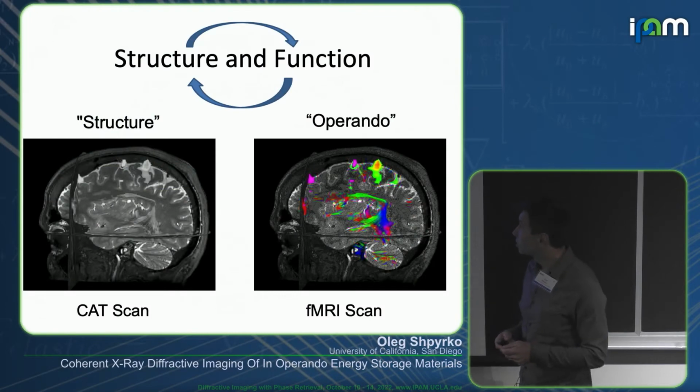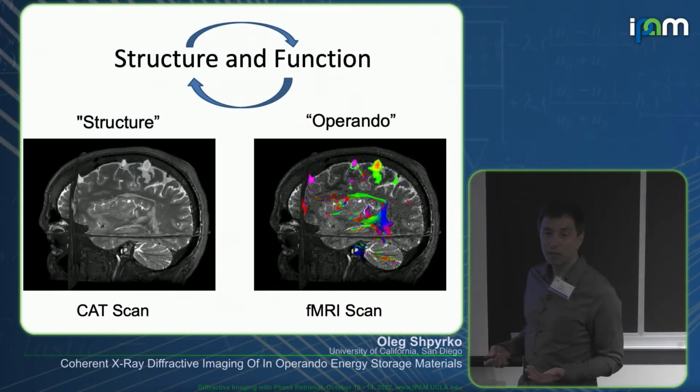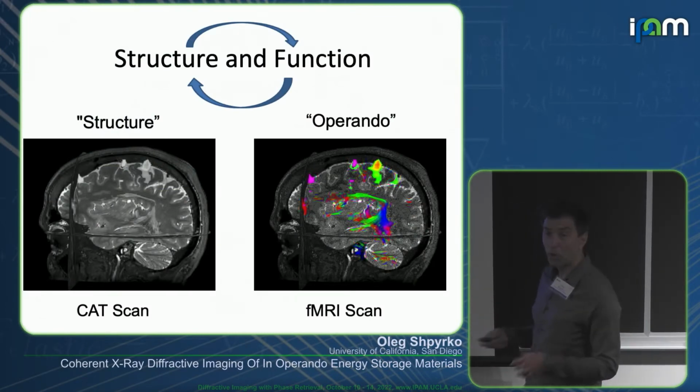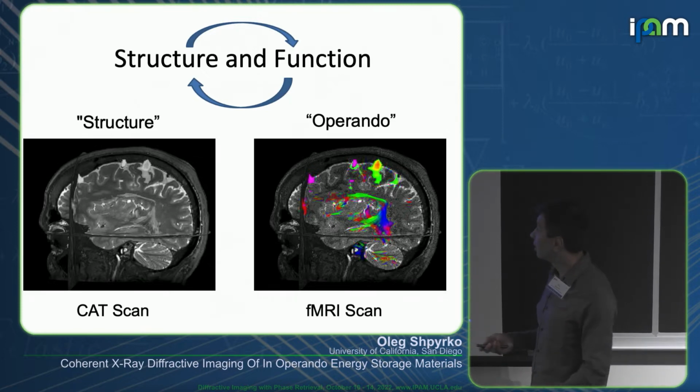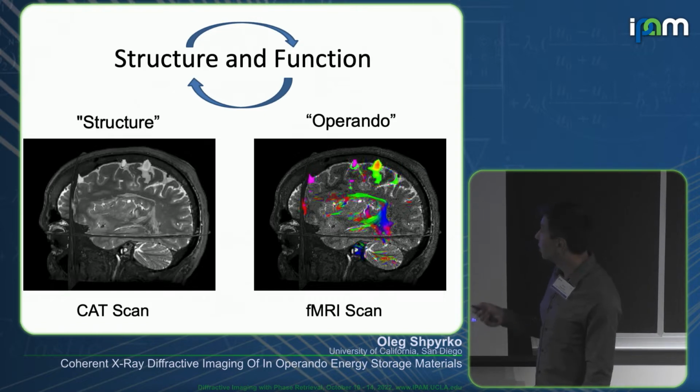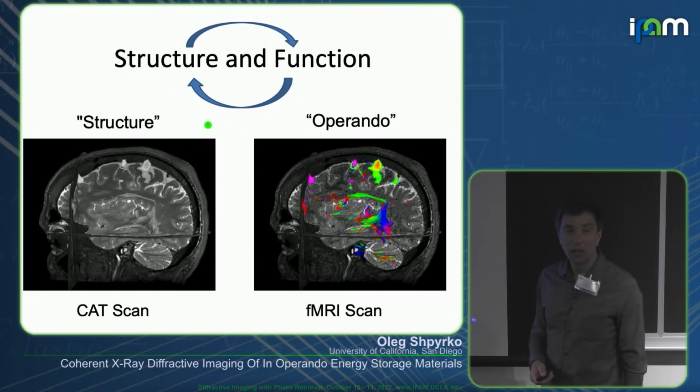And I wanted to explain that, in my opinion, a lot of my work is based on the idea of looking at operando, which basically means looking at devices or materials while they're operating. It goes back to the idea that we want to close this loop and understand how the structure affects the function, and how function in turn can affect the structure.